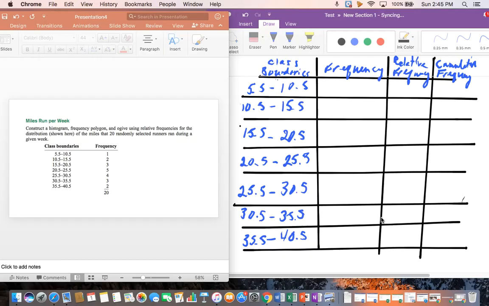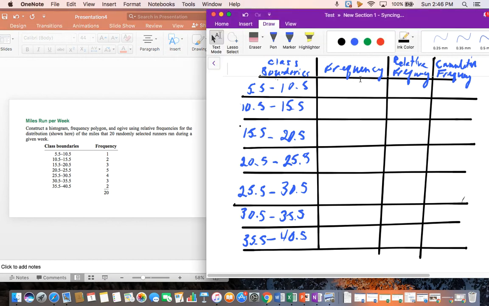All right, so if we were given this table here for, I think this is the amount of miles that people run, right? So 5.5 miles, 10.5, and et cetera. If we were given this table here, in order for us to turn this into a relative frequency, the first thing we need to do is fill in all of our frequency that we have. So let me just pause this and fill that in.